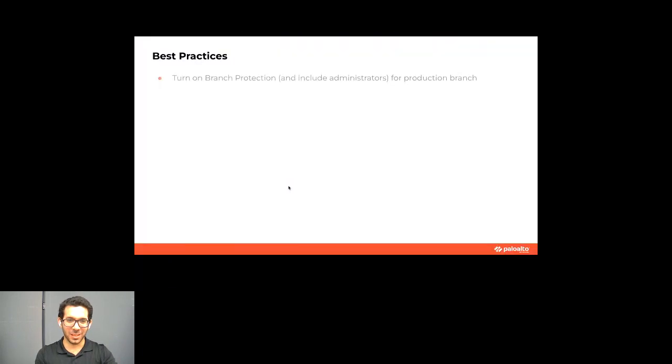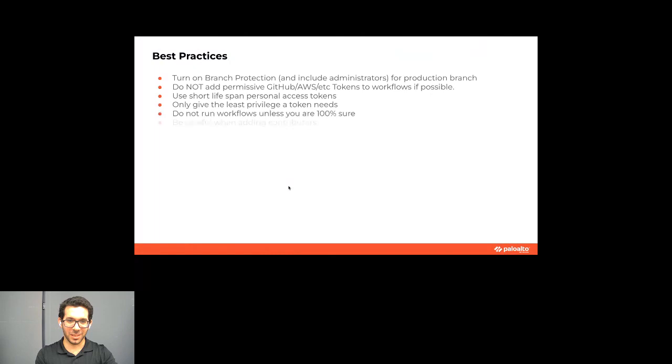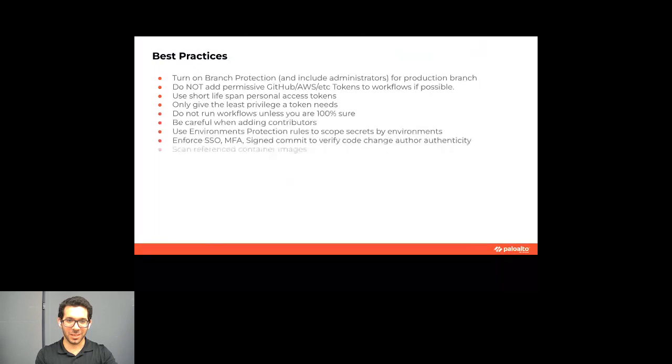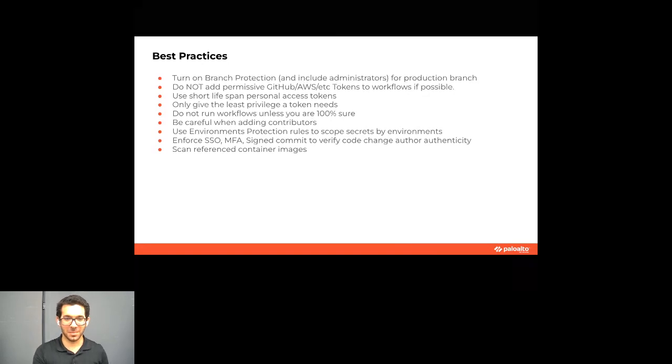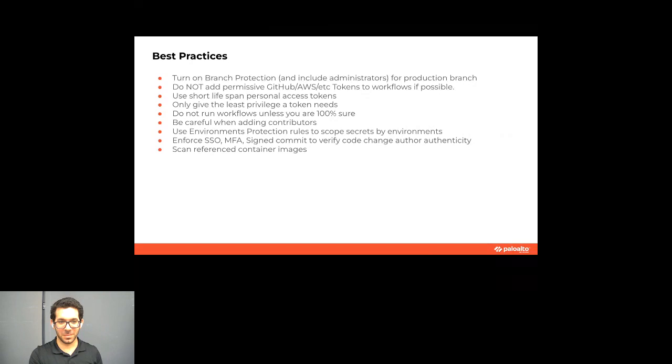But the best practices we are meant to learn from this, and I'll put them down here quickly in the interest of time, and we've seen all of them. Turning on branch protection, not adding permissive GitHub tokens, using a short lifespan personal access token if you do go that route, and give that token as little privilege as it needs. Don't run workflows unless you're 100% sure. Be careful when you're adding contributors, because it could be a social engineering kind of exercise.